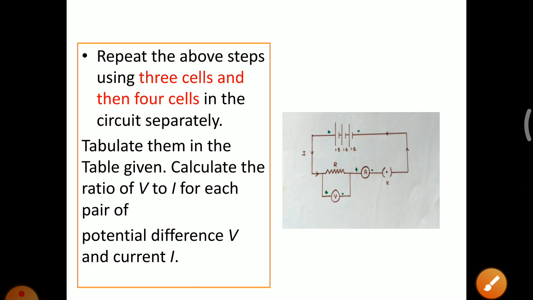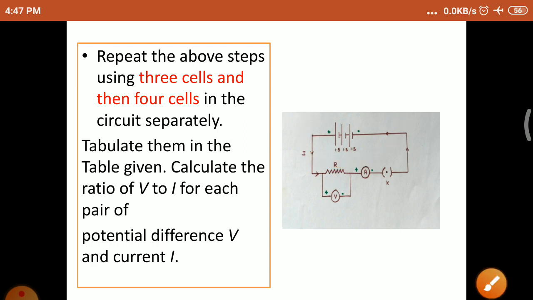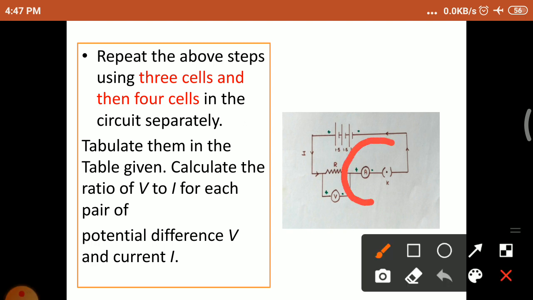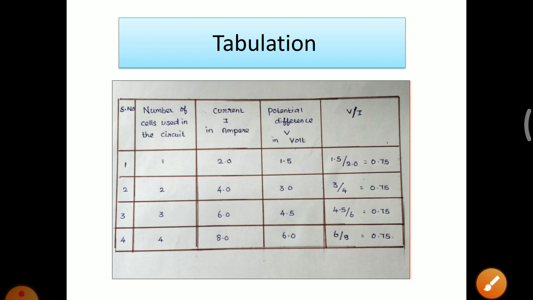Repeat the above steps using 3 cells and then 4 cells in the circuit separately. So here I connected one more cell and tabulated them in the table given. Calculate the ratio of V to I for each pair of potential difference V and current I. When I connected the 3 cells, I calculated the value of current I and volt V, and I put it in a tabulation.